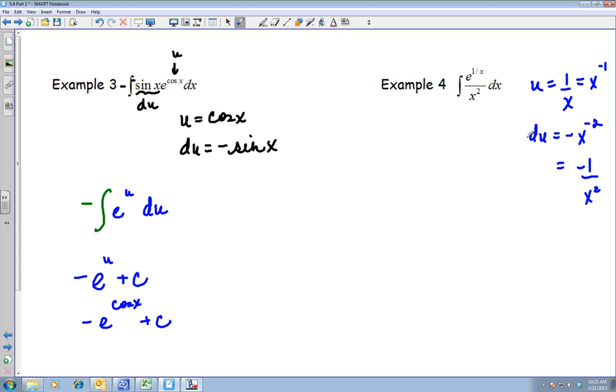So do I have negative 1 over x squared? Remember, this is my u. I'm looking for du. I have 1 over x squared. It's just not negative. So I can make it negative, negative.